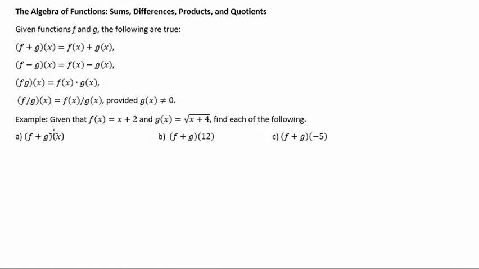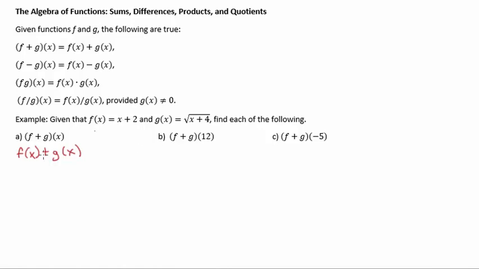So we're going to find a, b, and c, which all of these have to do with addition, given that f of x is x plus 2 and g of x is the square root of x plus 4. Find each of the following. So what we're going to do is, for a, find (f plus g) of x. That's what this is saying. It's not saying multiply this by x. It's saying what is f of x plus g of x.